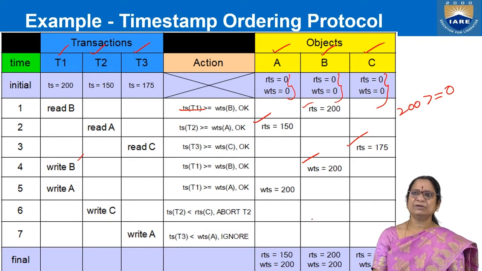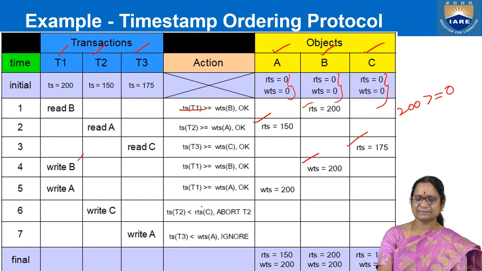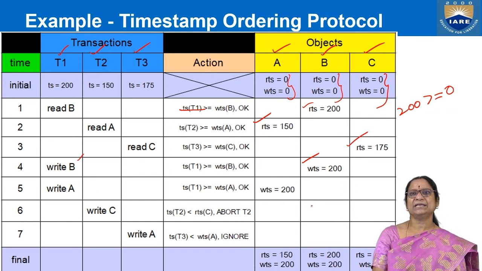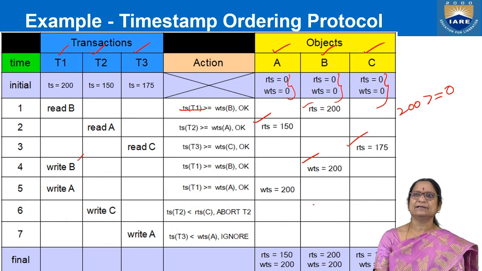So even if you are considering the read timestamp also, it is greater than or equal to, then also it will be updated. Then the next one is write A. In case of write A also, what is the transaction? T1. TS of T1 is 200, which is greater than write timestamp of A, that is 0. So that's why we are updating here.